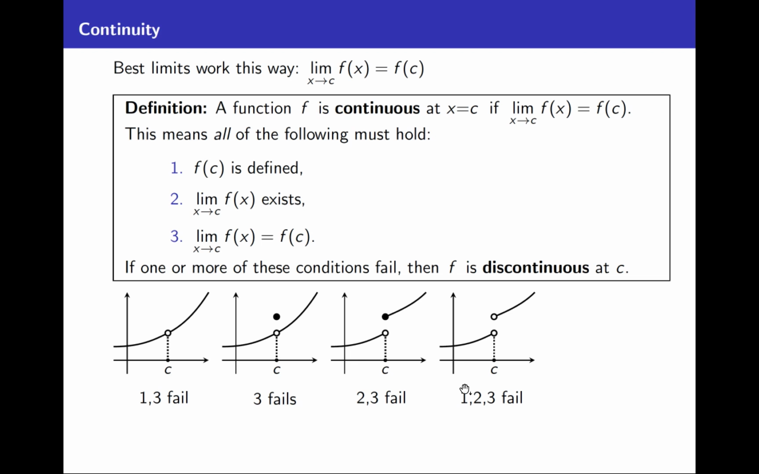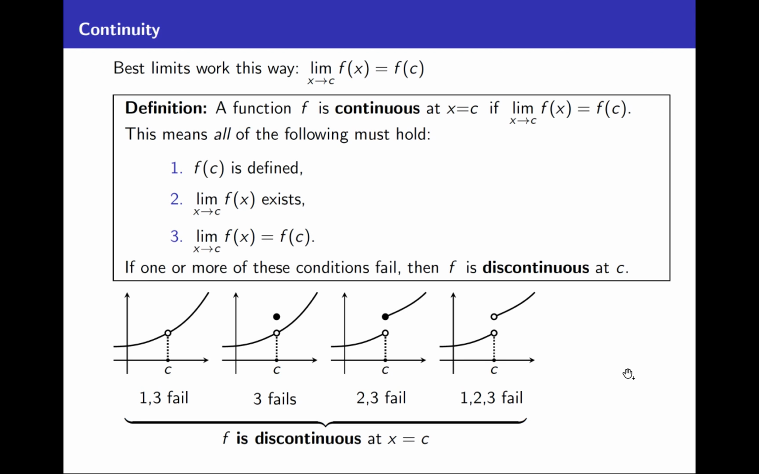And here's one where properties 1, 2, and 3 fail. The limit doesn't exist, f of c is not defined, and of course, you can't have the limit as x approaches c of f of x equals f of c if properties 1 and 2 fail. So in this case, all three properties fail. So here is a function that's not continuous at x equals c. So in every case in these drawings, we have an example of a function f that's discontinuous at x equals c.